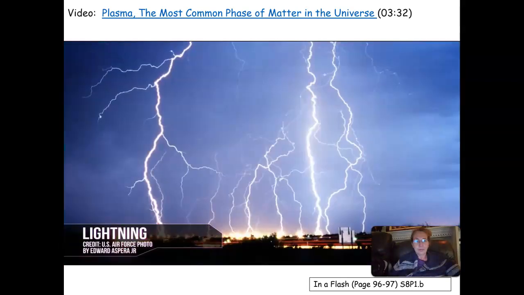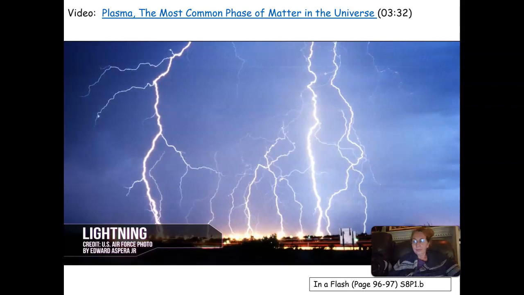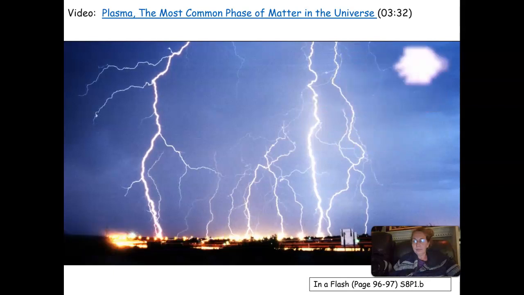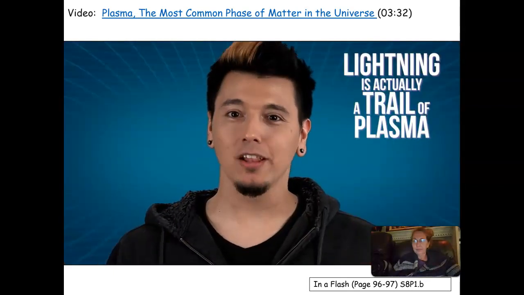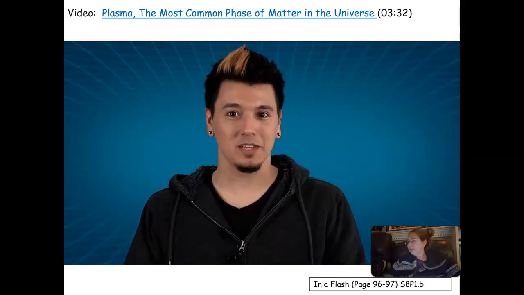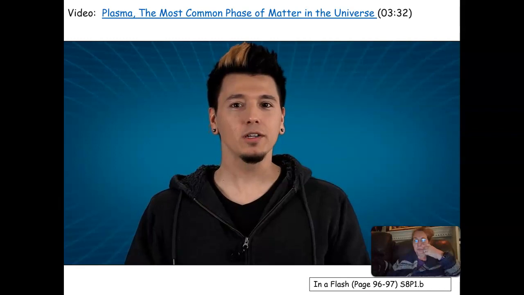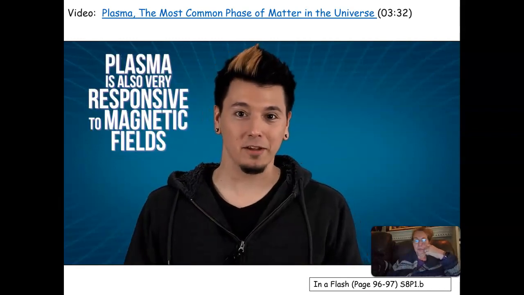When a powerful current forms between 2 highly charged areas in the atmosphere, it passes through a long, skinny column of air, heating it to 5 times the temperature of the surface of the sun. Lightning is actually a trail of plasma. And since electric fields and magnetic fields are both the result of the same force, electromagnetism, plasma also turns out to be very responsive to magnetic fields.